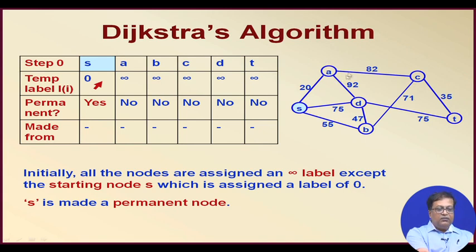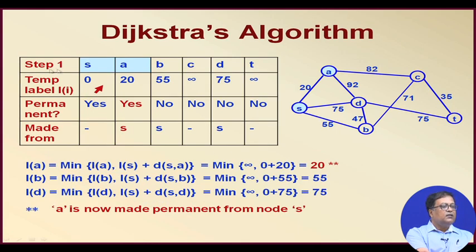So, what will be the new level of A? It should be the lower of the current level of A, which is infinity, and 0 plus the distance, because the level of S, the last node made permanent, is 0. So, 0 plus 20 is 20. 20 is the lower of 20 and infinity. So, the level of A should now be 20 instead of infinity. How much should B be? B should be 55 and D should be 75. Exactly that is what is done here: 0, 20, 55 and 75.